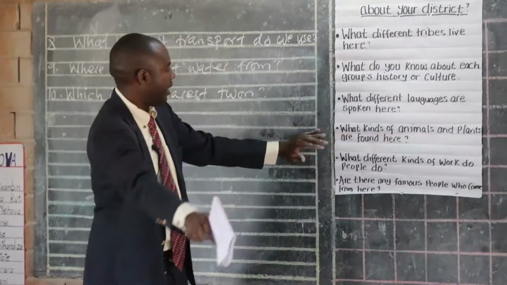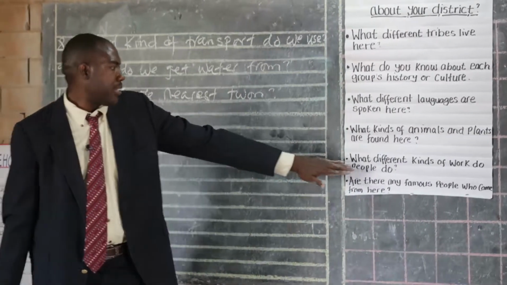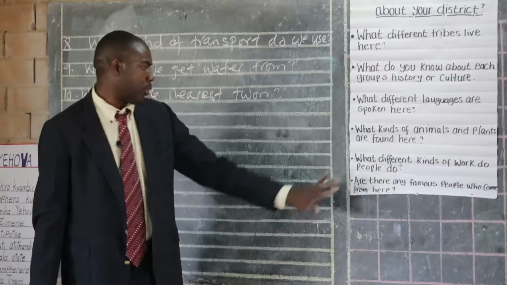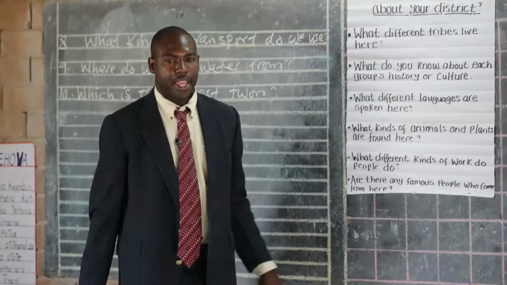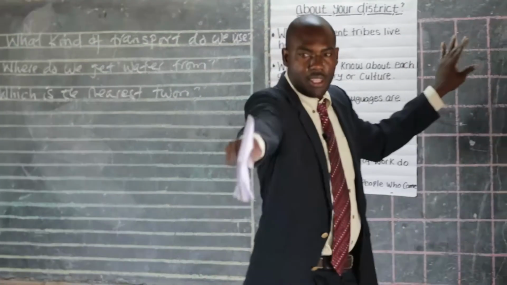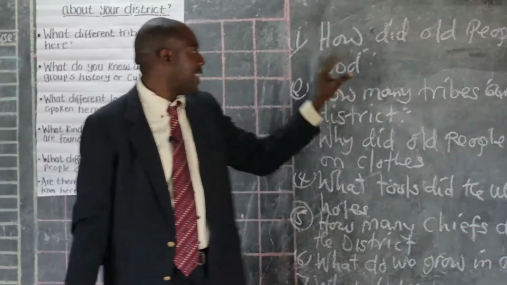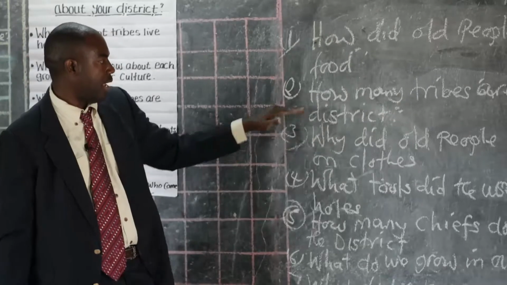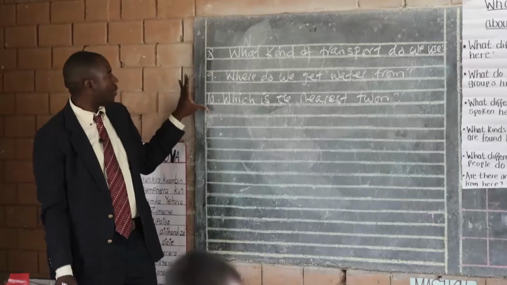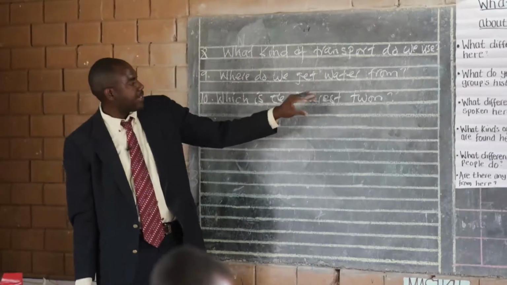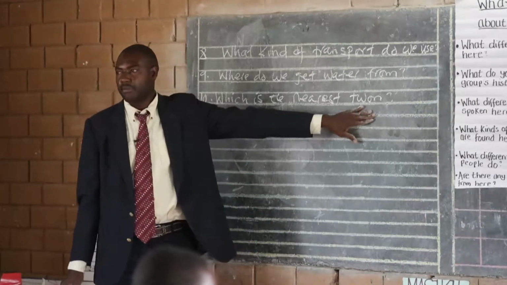Make this group 3. You are going to ask what different kinds of work do people do? Are there any famous people who come from here? Then we have the group 4. You are going to ask, how did old people find their food? Then how many tribes are in Kafue district? We have the last group, group 8. Where do we get water from? Then which is the nearest town?